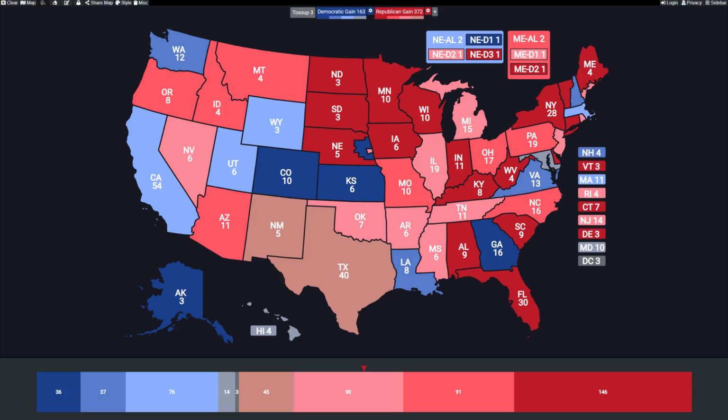You'd have to go back to 2012 to take a look at some of the anomalies in some of these states. So I'll leave you to draw your own conclusions. But these are the shifts from 2012 to 2022 in the U.S. House.